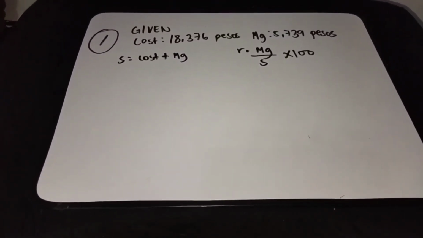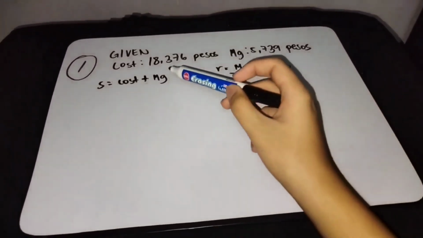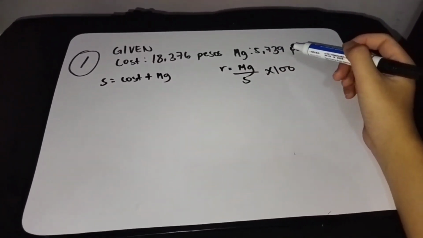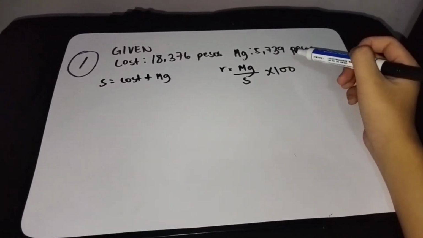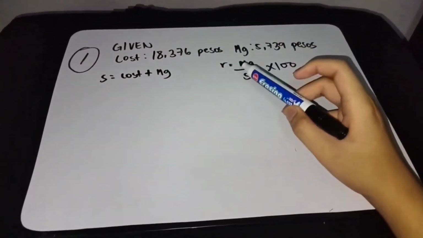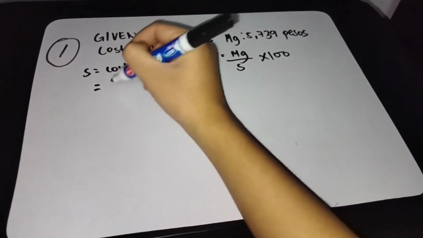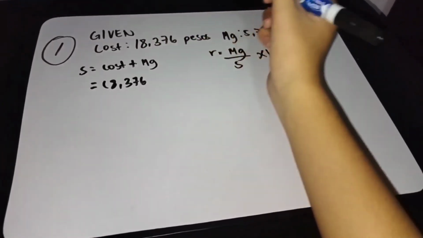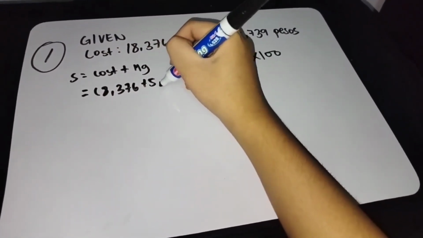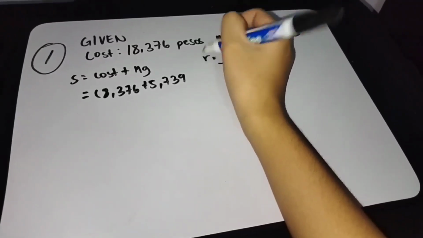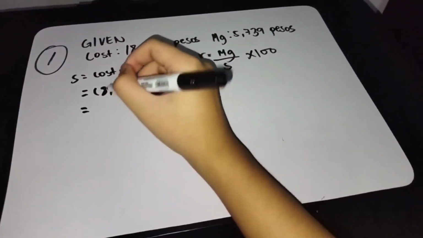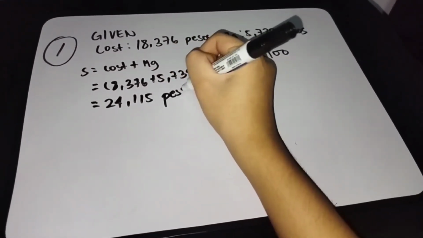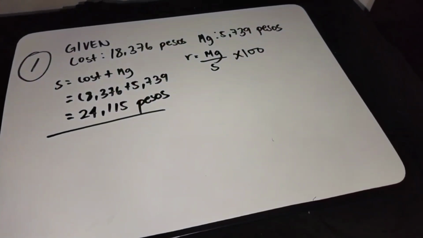So to check our first activity, we have the given cost, that is 18,376 pesos, and the margin of 5,739 pesos. Now we just need to find the S and the rate. To find the S, we just need to add the cost, that is 18,376 pesos, to the margin of 5,739 pesos. So our answer would be 24,115 pesos. That is now our new selling price.